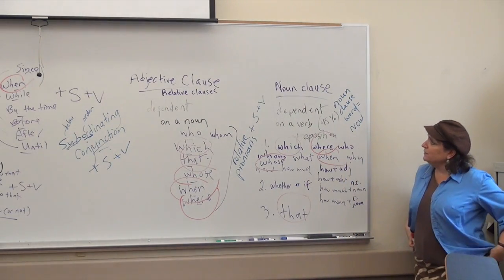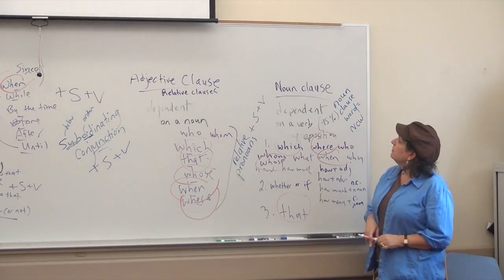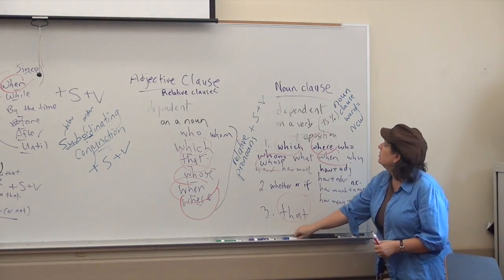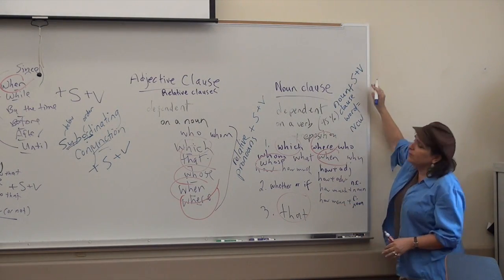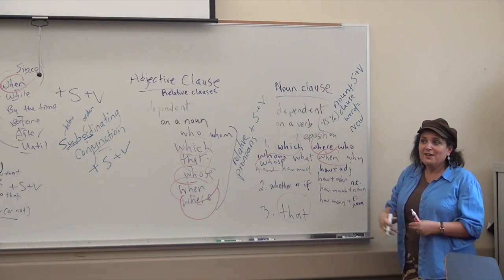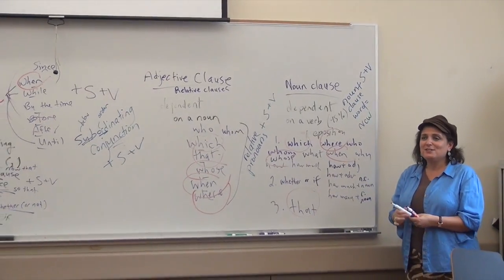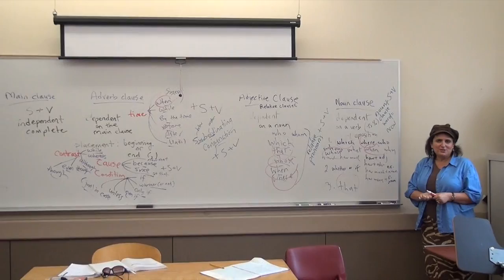Okay, anything else that's confusing? And what's our formula here? Noun clause word plus a subject plus a verb. If we don't have all of that, we don't have a noun clause. Anybody, any questions before I end this clause overview? Comments or questions?